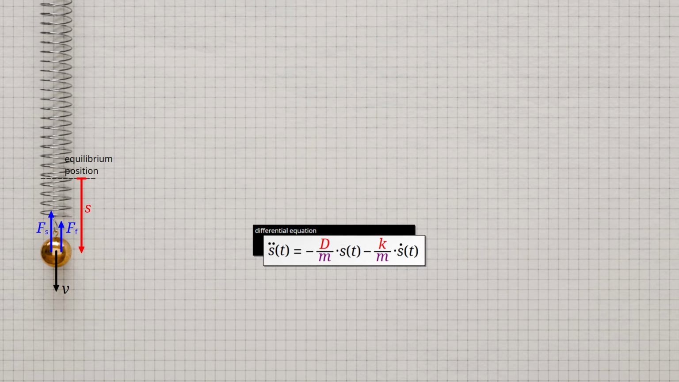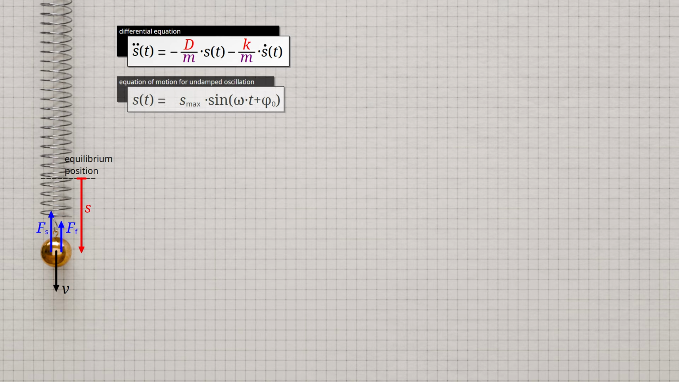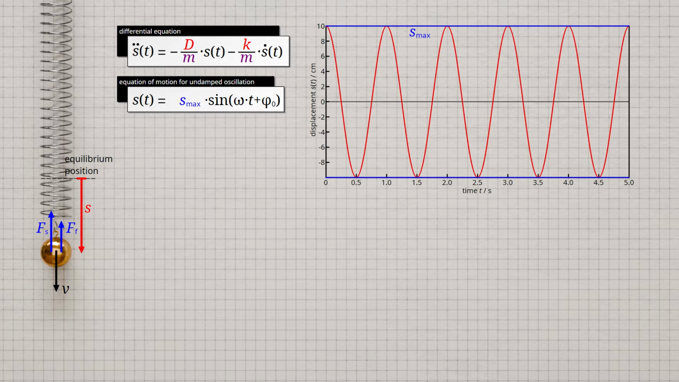What is the solution to this differential equation of the damped oscillation, and thus the corresponding equation of motion that can be used to describe such a damped oscillation? The classical equation of motion of an undamped harmonic oscillation is generally no longer a solution of the damped differential equation, since it does not account for a decrease in amplitude.